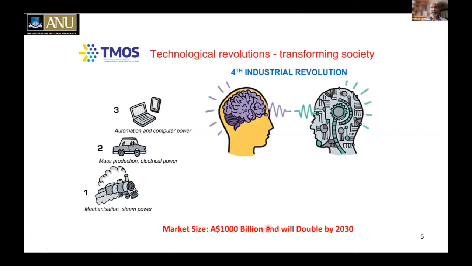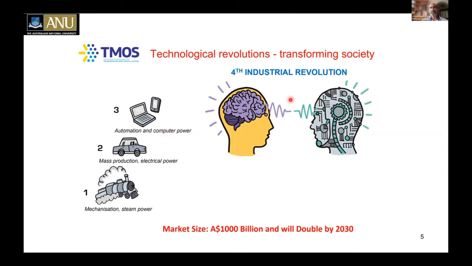Before proceeding to semiconductor nanostructures, let me talk about technological revolutions. The first technological revolution started with steam power and led to mechanization. The second industrial revolution started with electrical power and led to mass production. The third industrial revolution started with computer power and led to automation.